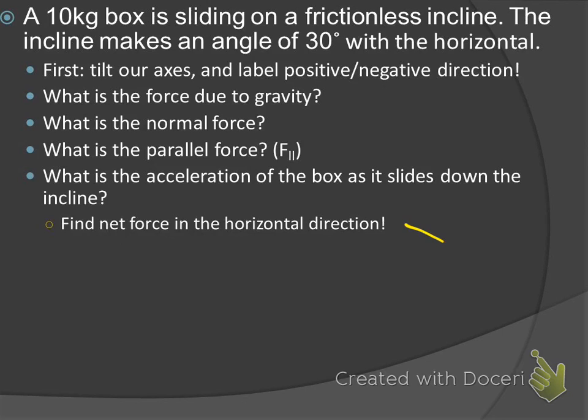So I'm going to draw my diagram over here, and let's go ahead and label all of our forces first. Go ahead and get written down what you need and we'll look at our free body diagram. First we've got our force due to gravity, F sub g. We've got to break that into components. And remember, the right angle always goes opposite of the hypotenuse side.